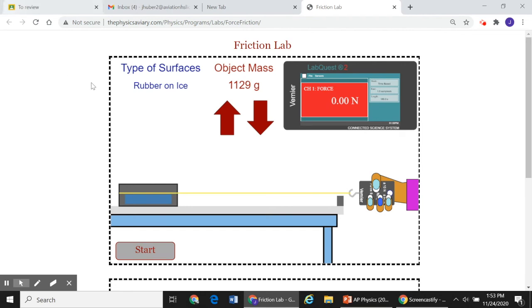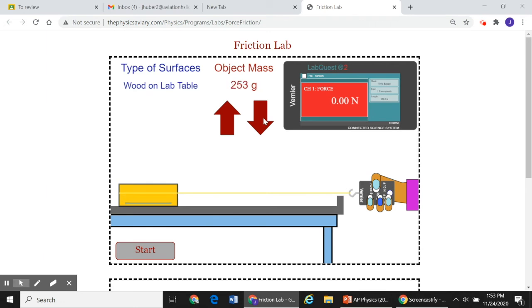And so first, notice they give you different types of surfaces. Just to make sure we're all on the same page, let's all put this on wood on lab table. And you do it just by clicking the words there. If you click the words, you get to wood on lab table, you stop it there.